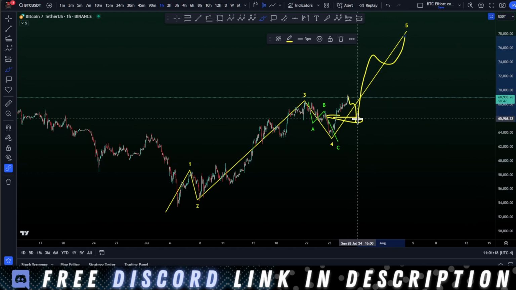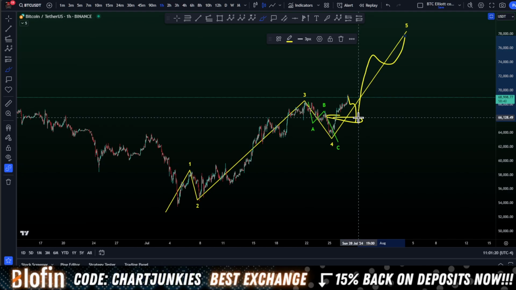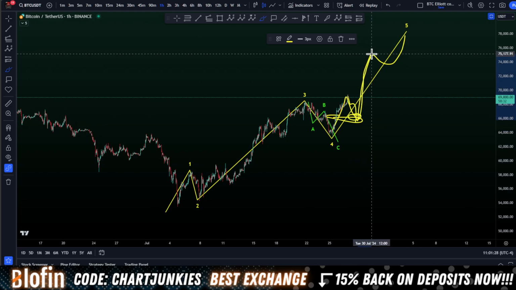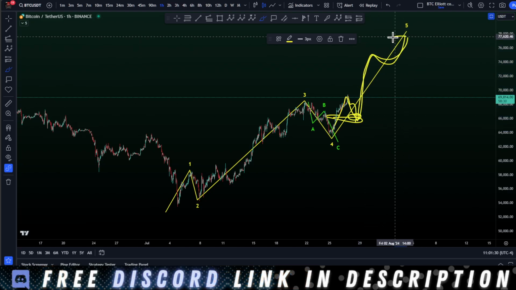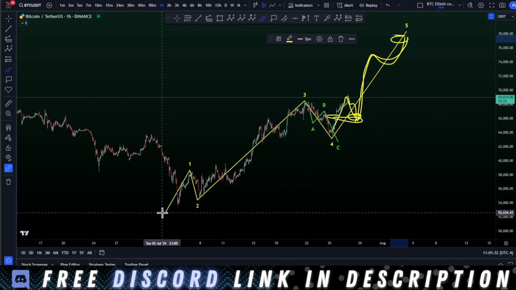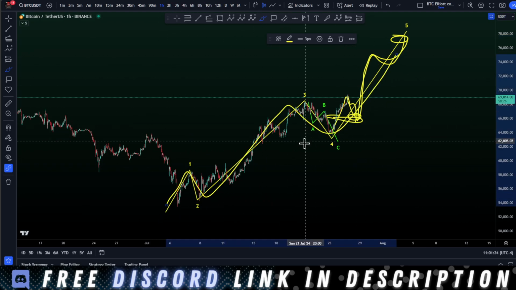If I see a nice corrective move down to around 66k, come into this zone, I will be looking long. You better believe I will be looking long, looking for this being a 1-2 into our 3-4-5 to get us to our 76, 78k targets. And then you have your 1-2-3-4-5 wave structure.